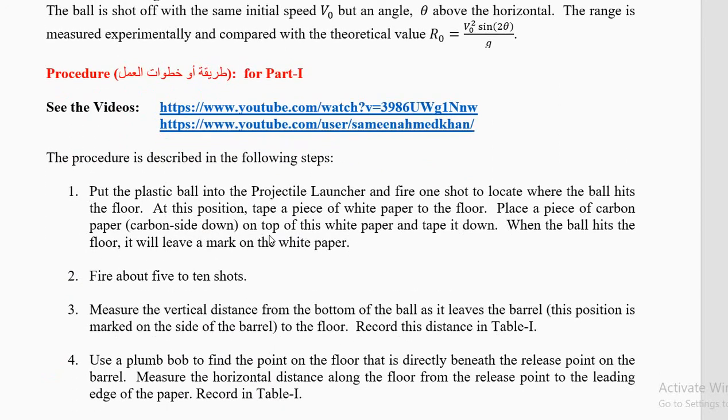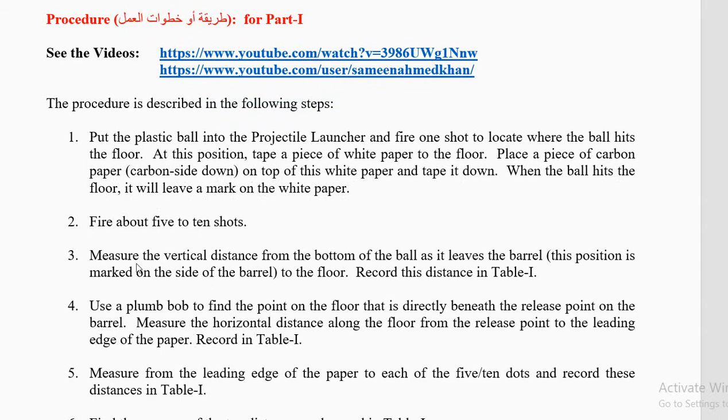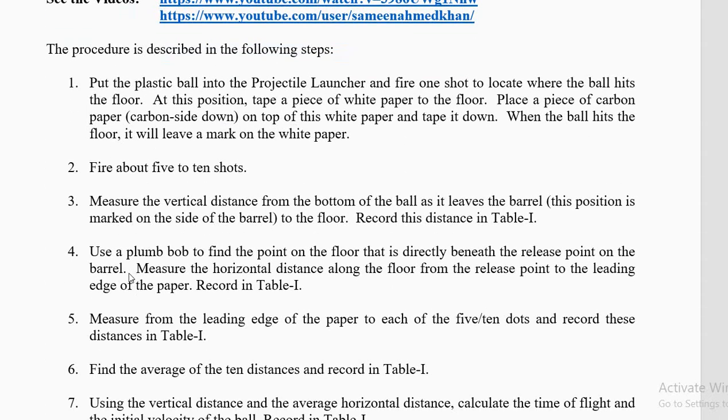Now in part 1 what we'll do is, please listen very carefully. You put the ball on the launcher. The launcher is on the table. The table is above the ground at a particular height called y0. Then you fire it horizontally. It will fall to the ground. You fire about 5 or 6 shots, or 5 to 10 shots. Then measure the vertical distance one time accurately. Horizontal distance is measured in 2 parts.